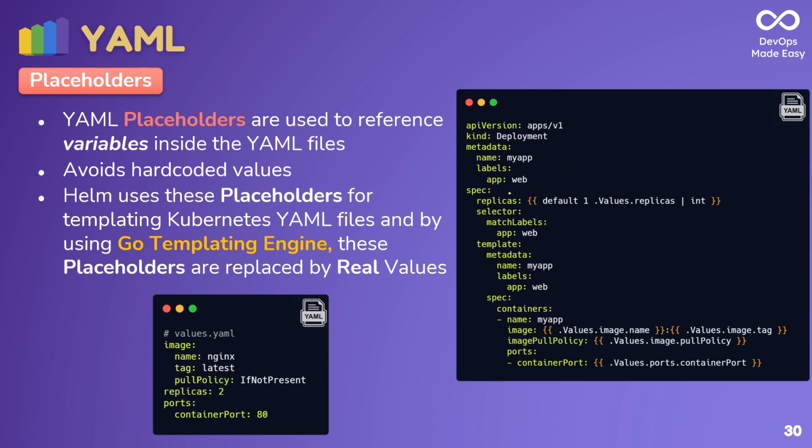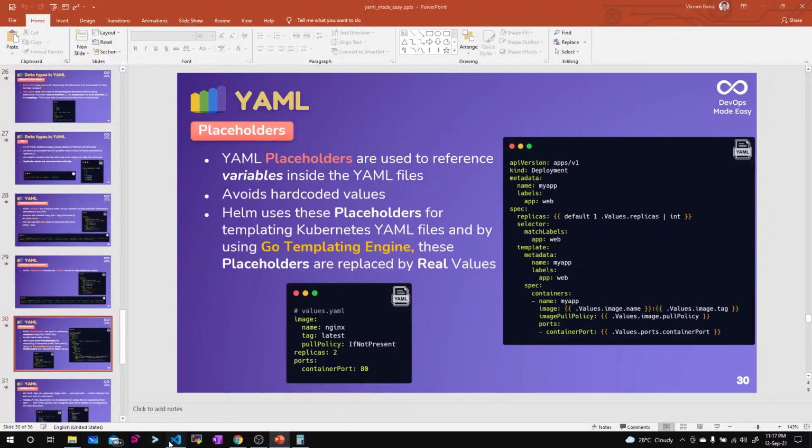Helm uses the Go templating engine. This templating engine is written in the Go language. So it reads these templates, all the placeholders, and the Go templating engine will replace the values which are present in values.yaml. Then the final YAML will be rendered. So we'll see how this is going to work.